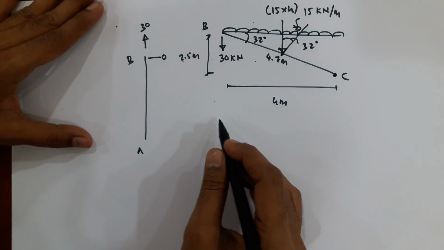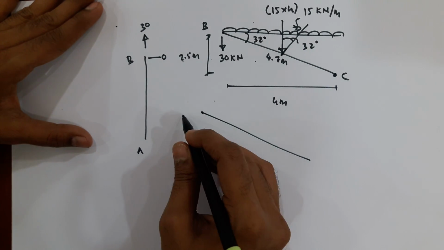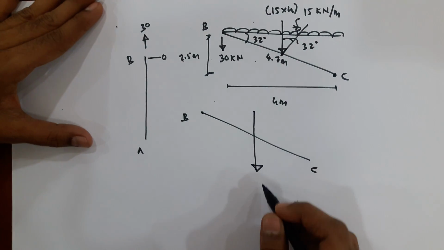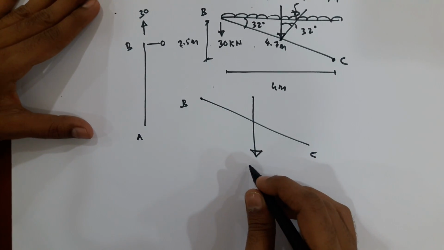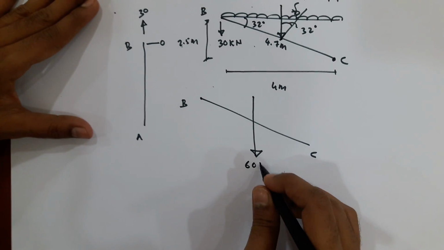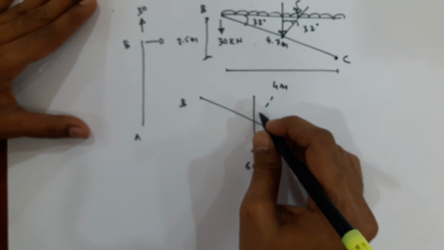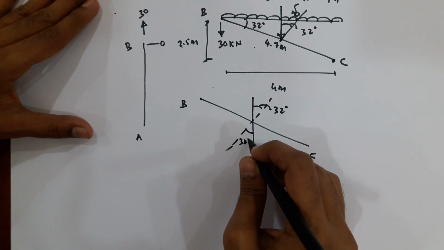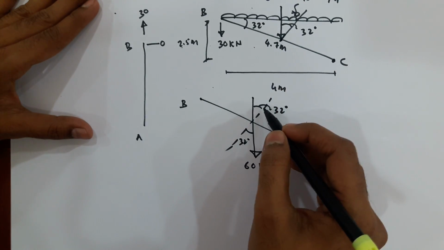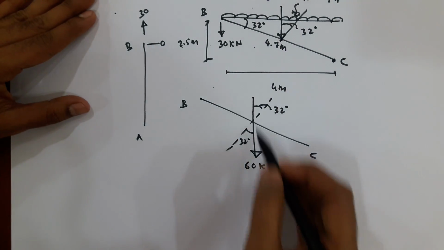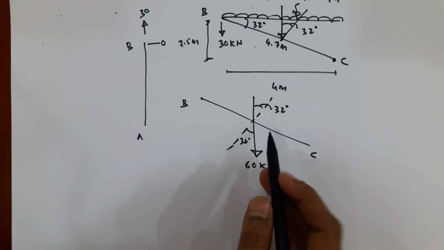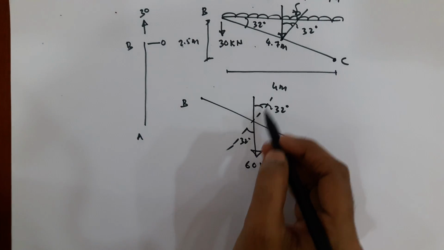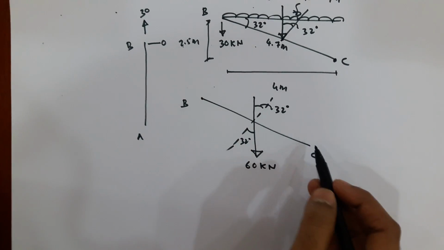Okay. Now I will draw here once again like this. This is member BC and this is the load. I will take downward here like this, 15 into 4. The total load is 60 kilonewton, and this angle, I know this angle, this is 32 degree. So this load is inclined 32 degree with respect to perpendicular axis of the member. This axis is perpendicular axis of the member.